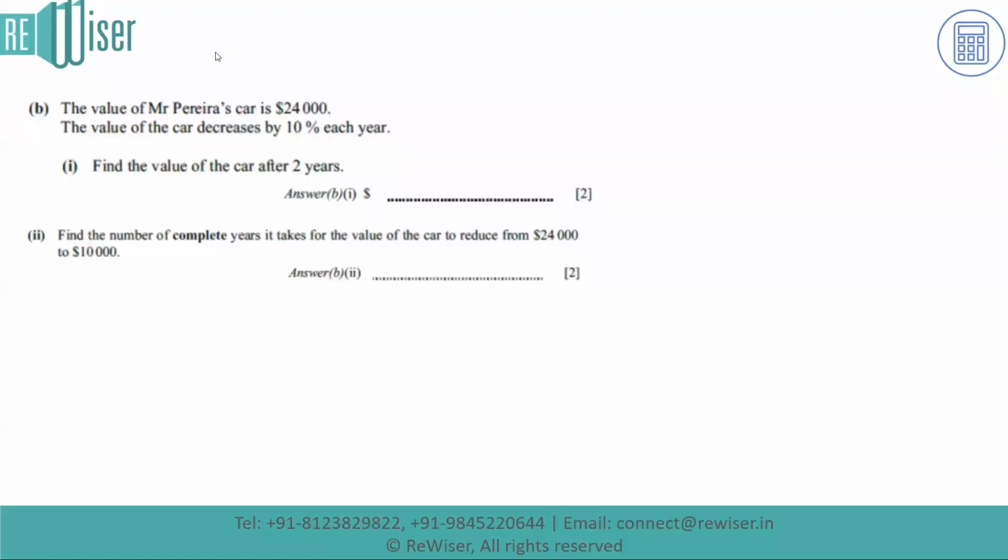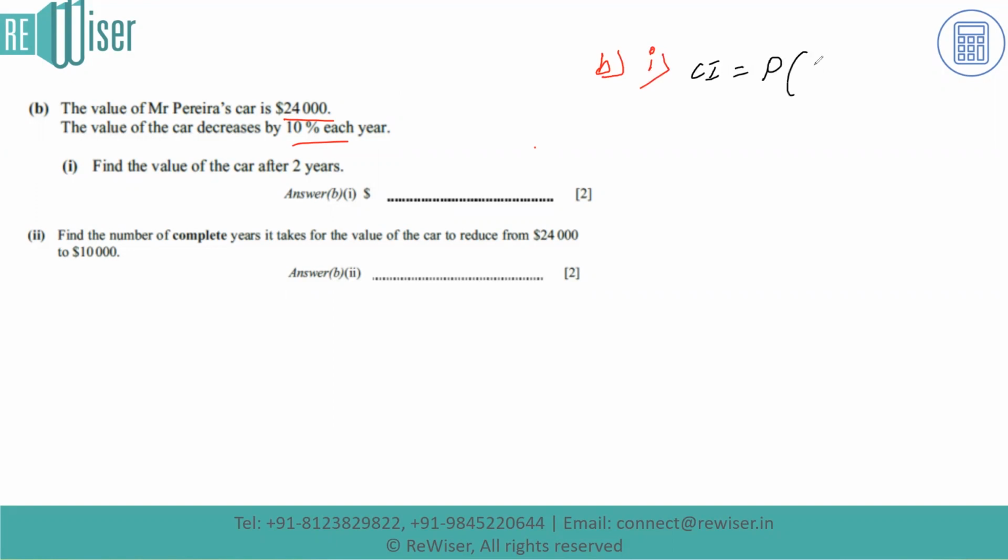And next, in part B, we are talking about the value of Mr. Pereira's car, which is $24,000. The value of the car decreases by 10% each year. For part 1, we need to find the value of the car after 2 years. So this is also compound interest, but instead of using plus, I have to use minus because the value will decrease. P is going to be 24,000 into 1 minus r, which is 10 divided by 100, to the power of t, where t has to be 2.